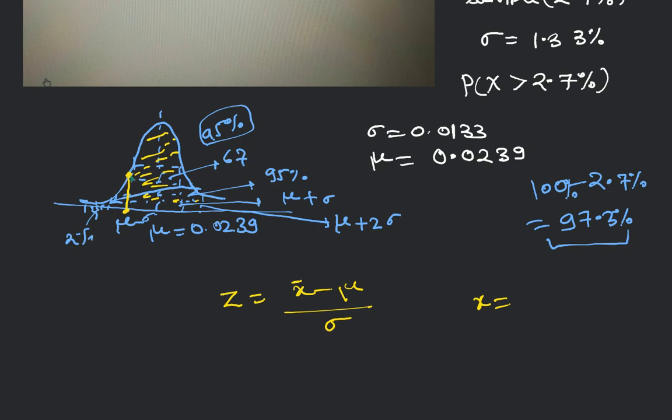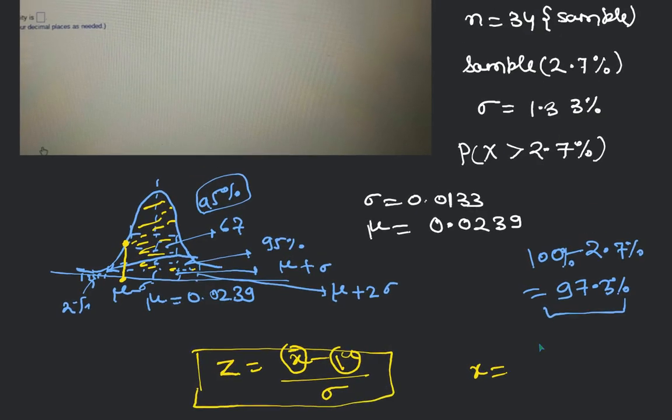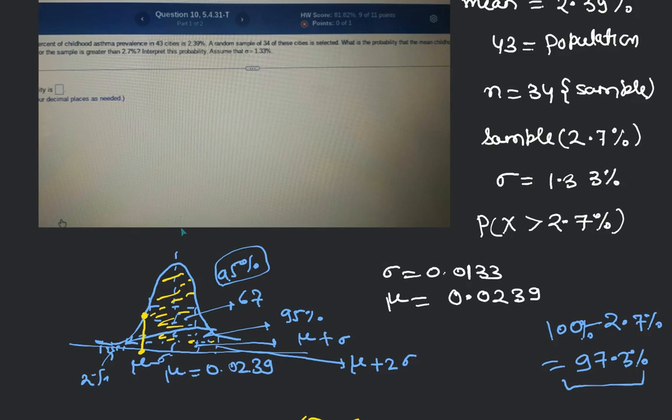So if we know this value, we just put this value here and try to find out Z. This is one way to find Z, or the other way is using the table. So what is the answer for this? Can you let me know what to fill in this particular box? This here.